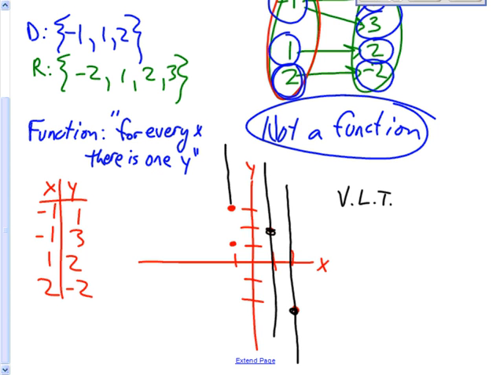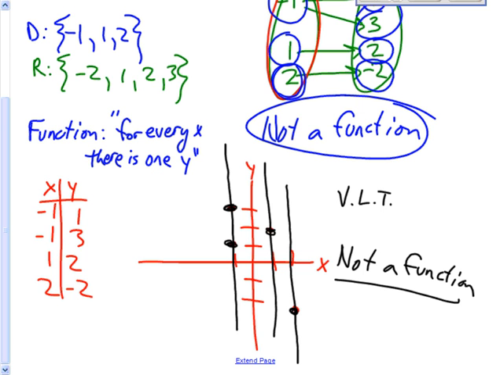Now let's test it for this x value. Anywhere where this thing is defined, I'm like, uh-oh, I hit twice, not a function. It just failed the vertical line test. Okay, so that's a graphical test of this. The vertical line test is a graphical test.